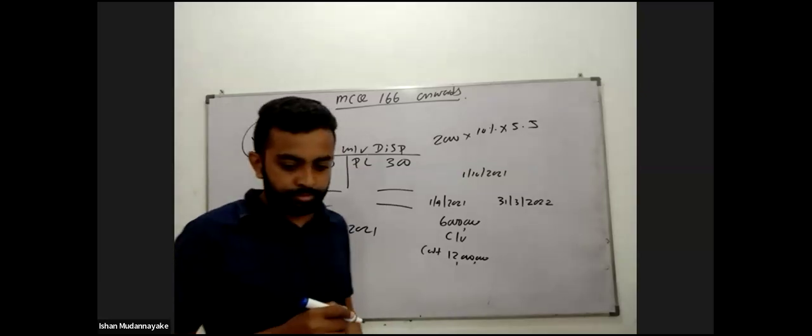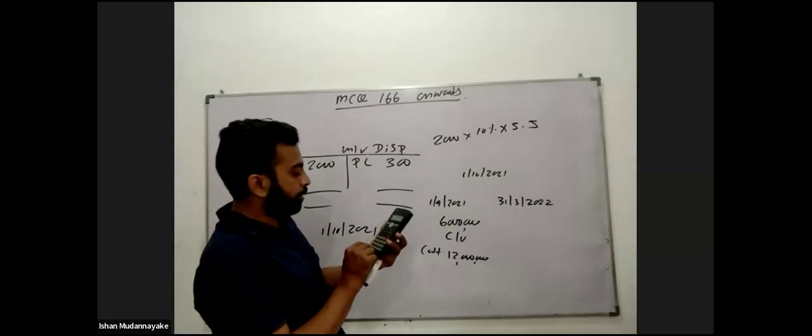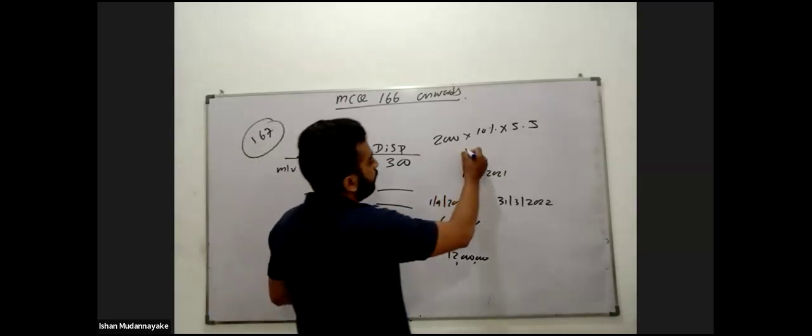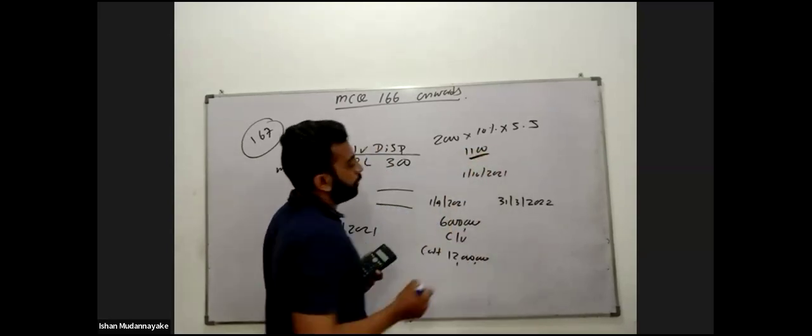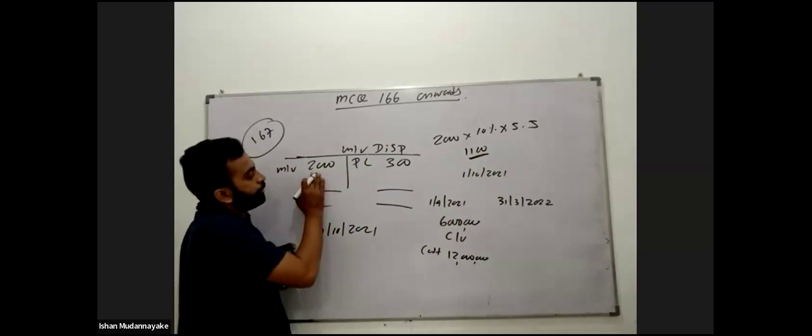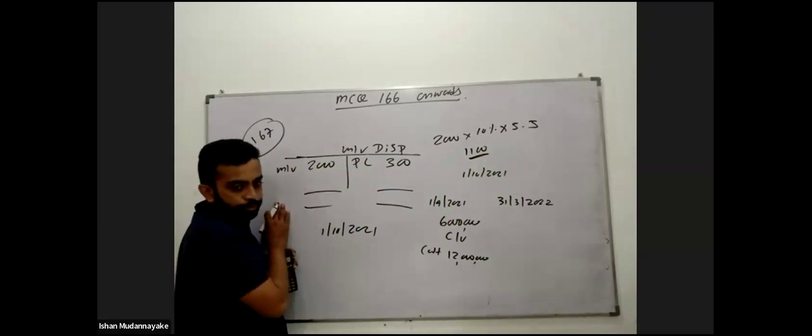How much? Information is missing in this question. Okay, but they have given the carrying value. How much depreciation? 2,000 into 10% into 5.5 years is 1,100. Accumulated depreciation of this disposed motor vehicle is 1,100.